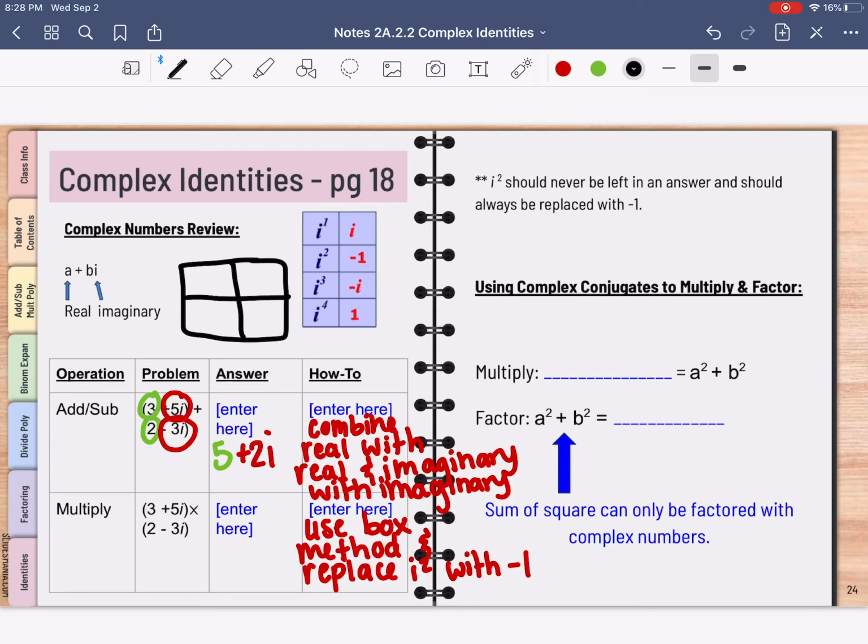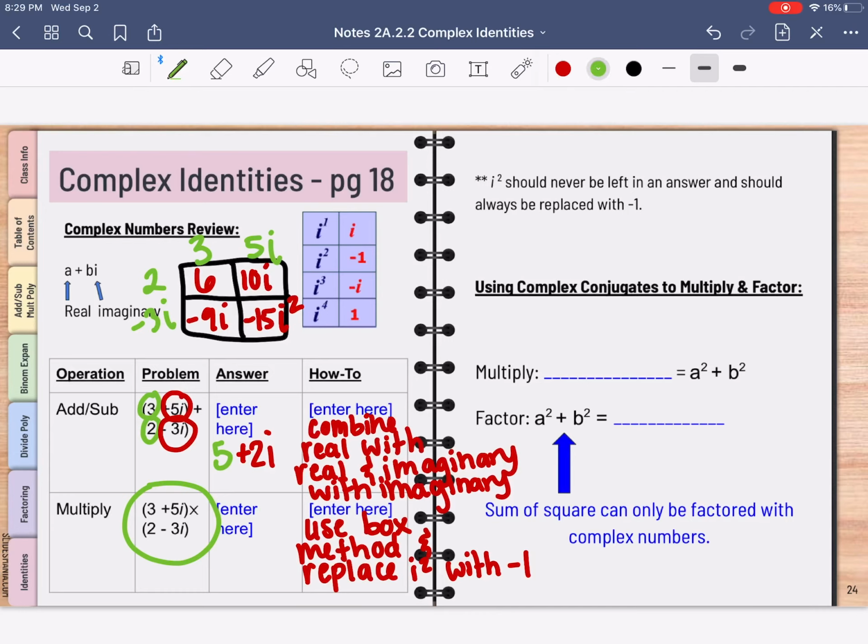So we're multiplying this right here, this 3 plus 5i times 2 minus 3i. So on top I have 3 plus 5i. On the side I have 2 minus 3i. When I fill in my boxes, it's just like a multiplication chart. So 2 times 3 is 6. 2 times 5i is 10i. 3 times -3i is -9i, and 5i times -3 is -15i squared.